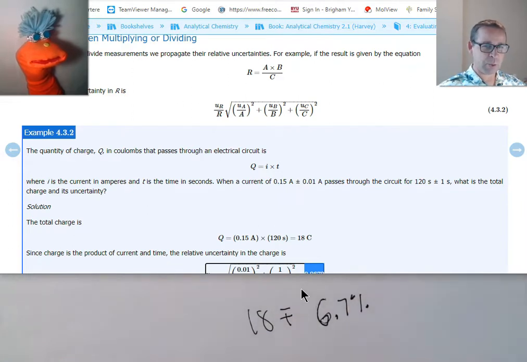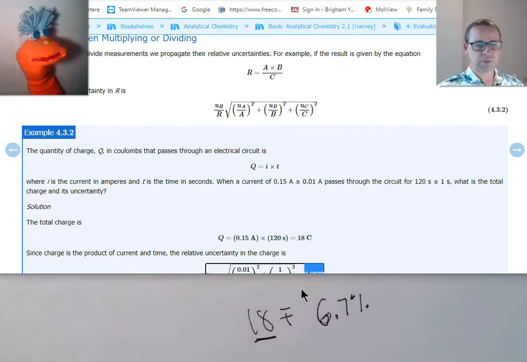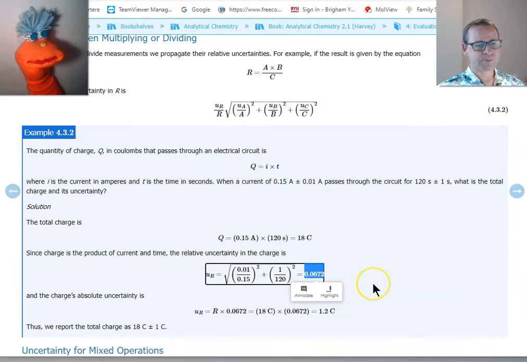And now when you're reporting a percent error, the way that you decide how many significant digits your percent should have is going to be related to how many significant digits you have over here. Okay, so that's a little bit different when you're reporting a percent error.